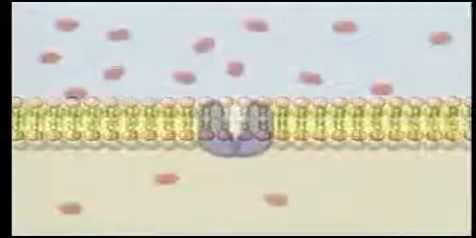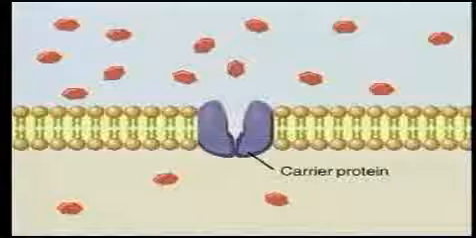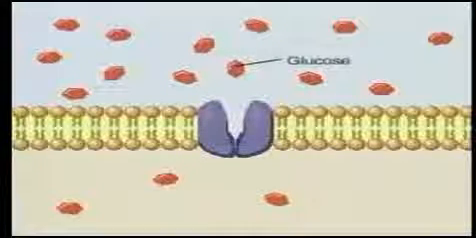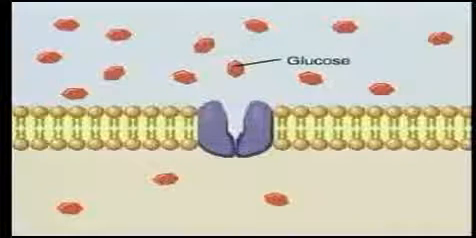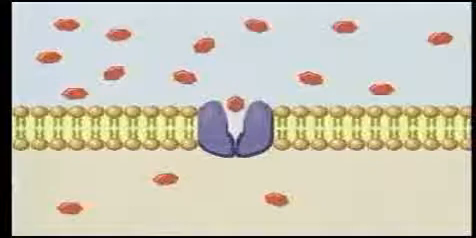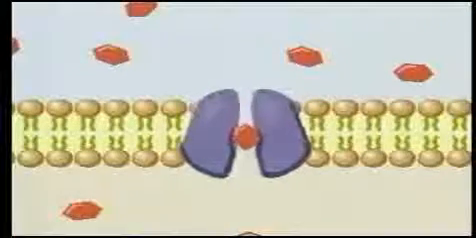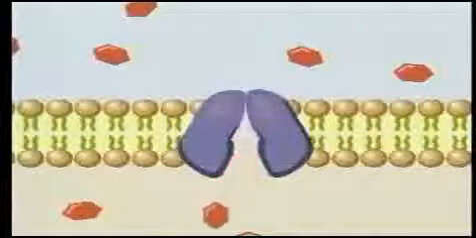Large molecules are transported across the membrane by carrier proteins in the membrane. Glucose, a sugar, is one molecule transported in this way. Glucose attaches to the carrier protein. The protein changes shape and releases the glucose molecule inside the cell.